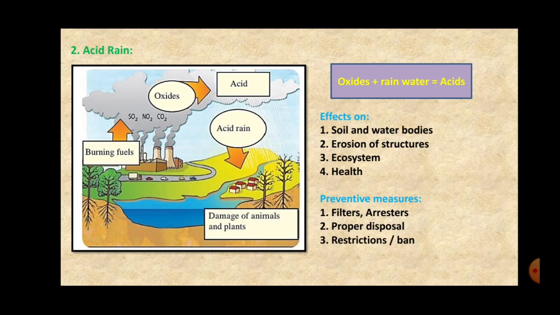Next is restrictions. We should put some restrictions, or we should have some control. Certain laws should be made, because of which the factories or the industries should be fined, or they should be given some punishment if they release the wastewater without proper treatment. So certain restrictions and bans are required to prevent the air pollution.